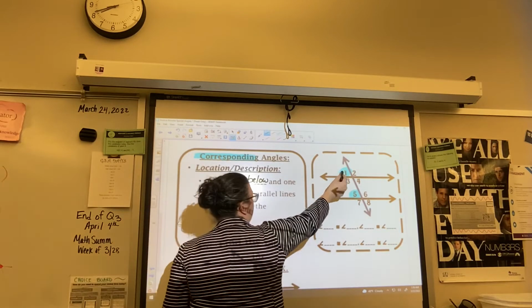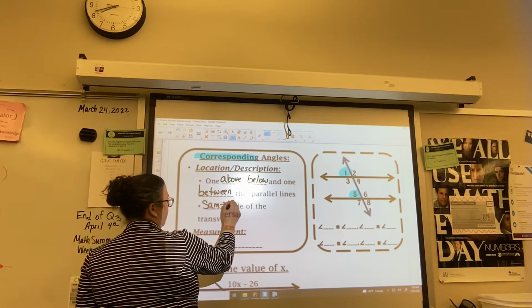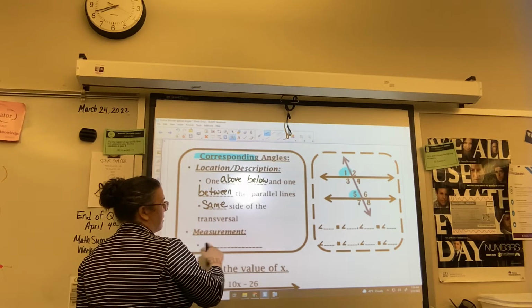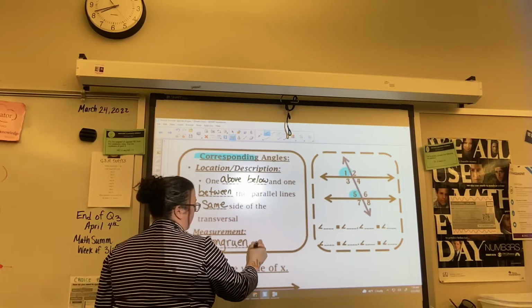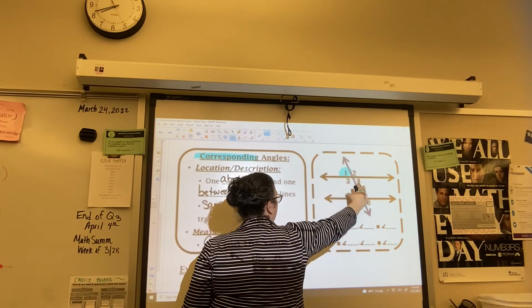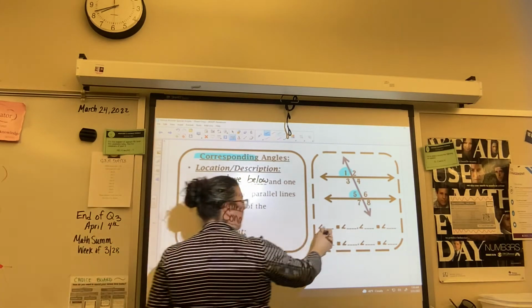So we have one exterior angle and one interior angle, and they're going to be on the same side of the transversal. So their measurement is going to be congruent. Because when I took my patty paper and I slid this angle down, it landed right on top of that angle and they matched up. So angle 1 and angle 5 are congruent to each other.